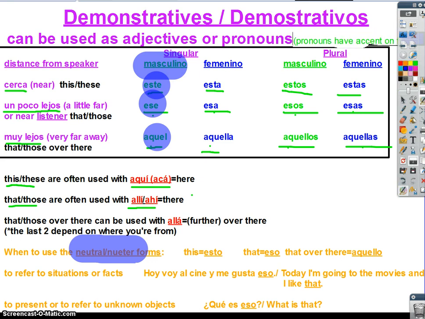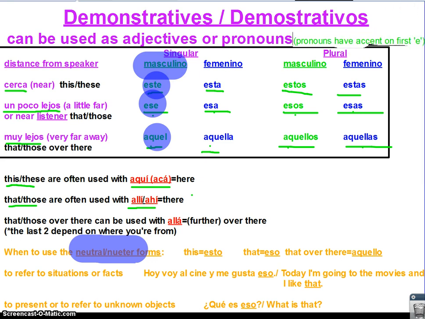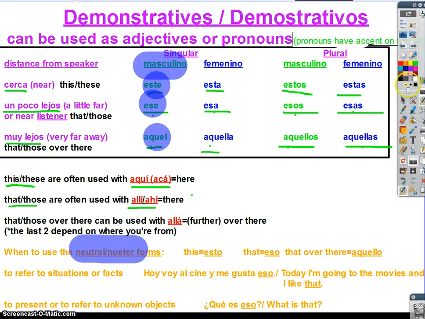The demonstrative pronouns have an accent on the first E. Write that in your notes. All right, this part's a little bit more advanced, so if you don't get this far in your comprehension right now, that's okay. I'm just showing you that for future reference. What I'm about to do next, I do not want you to put in your notes. I repeat, I do not want you to put in your notes. I'm just going to show you what this looks like.